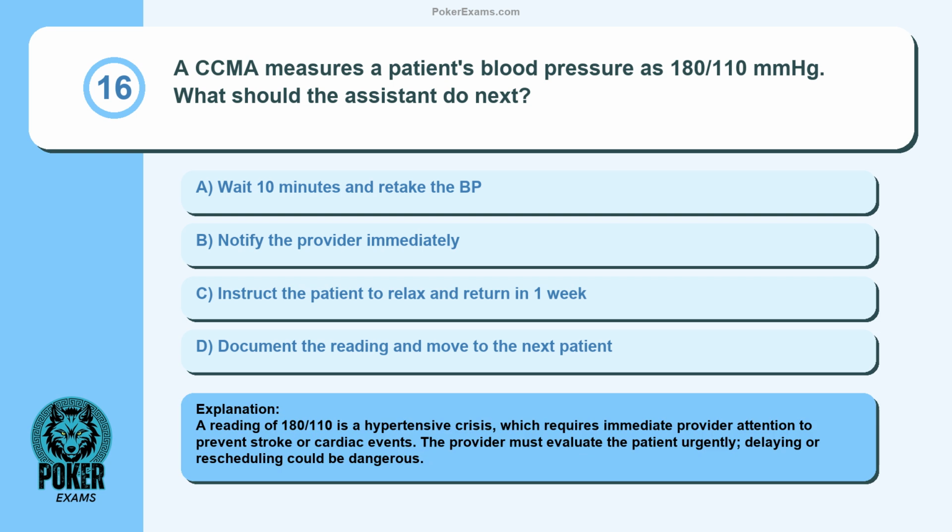A reading of 180/110 is a hypertensive crisis, which requires immediate provider attention to prevent stroke or cardiac events. The provider must evaluate the patient urgently. Delaying or rescheduling could be dangerous.